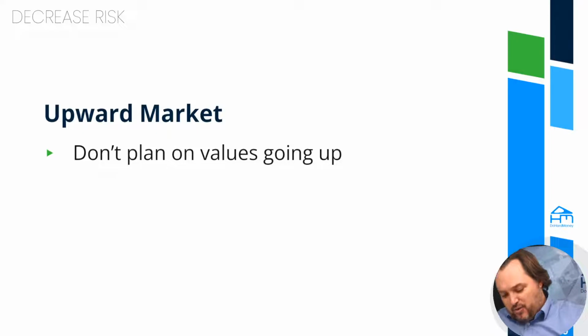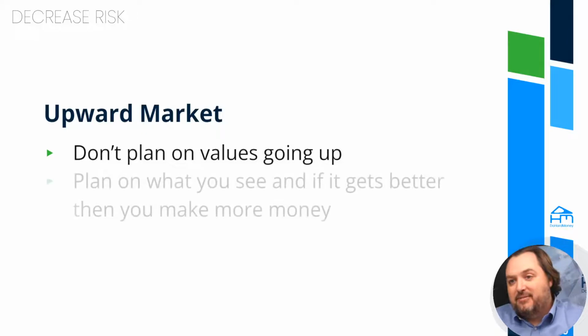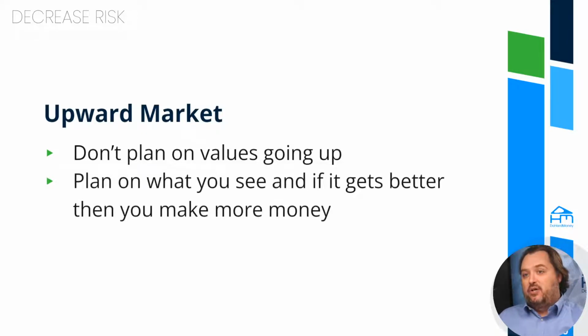So I don't plan on values going up, but I do forecast values going down, because if values go up, it's more profit for me. But if values go down, that can cut to the bone, and I don't want to see that happening. So I plan on some values going down. And if they don't go down and I'm able to sell it for more, it's more money in my pocket.